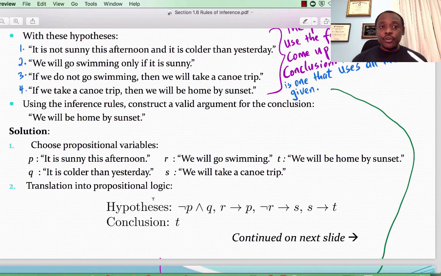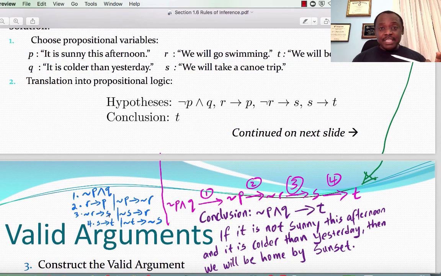Now let's move on to the third premise. If we do not go swimming, then we will take a canoe trip. If we do not go swimming, not R, then we will take a canoe trip, and that is S. So my next premise is not R implies S. I immediately write the contrapositive of that premise, which is not S implies R. Remember, the contrapositive of P implies Q is not Q implies not P, and not not P is just P. Deep breath. Premise number 3 is done.